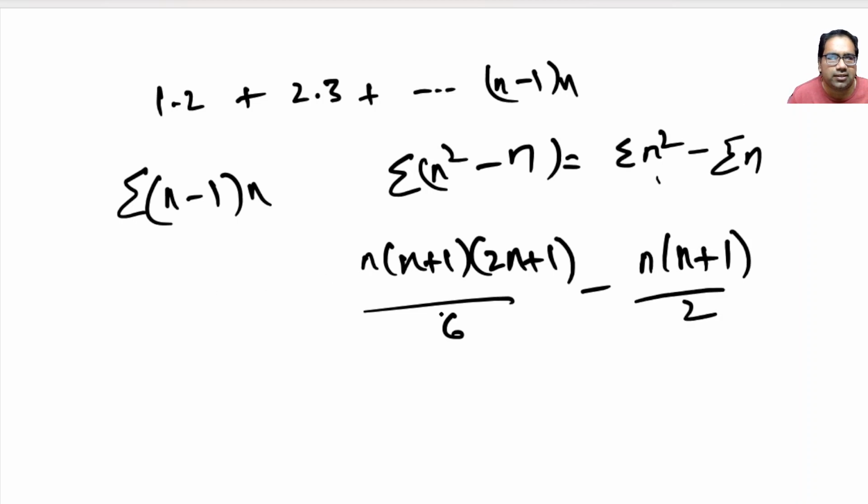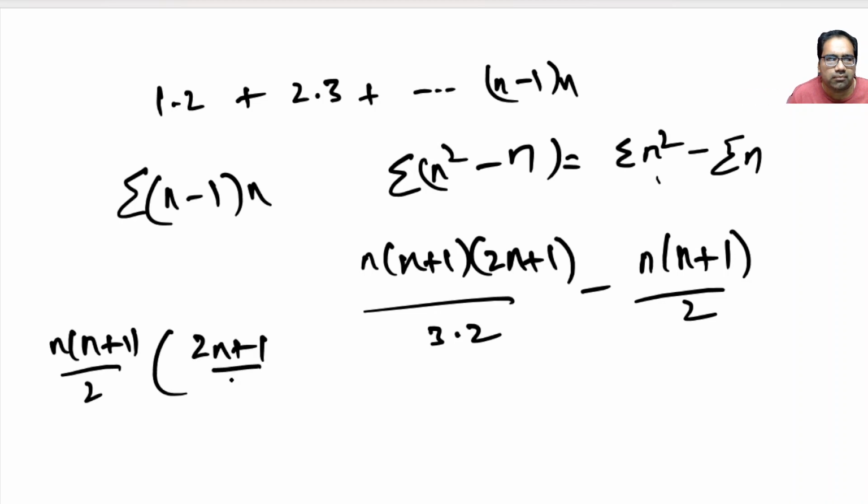Okay, so let's write this 6 as 3 into 2. So let's take n into (n plus 1) by 2 common, equals (2n plus 1) by 3 minus 1. Okay, if we take this common, then what will this become? 2n plus 1. If we take LCM, then this becomes minus 3. What will this become? 1 minus 3 is minus 2. (2n minus 2) by 3. Right.